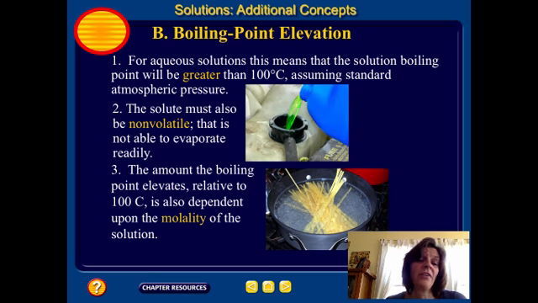And the amount it's elevated depends, again, on the molality. Another situation that's really helpful is in your car's cooling system. If you use just water in your radiator, that water can boil easily and it can freeze pretty easily under normal conditions. So you add an antifreeze so that it boils at a higher point and freezes at a lower point. And then you don't ruin your car.